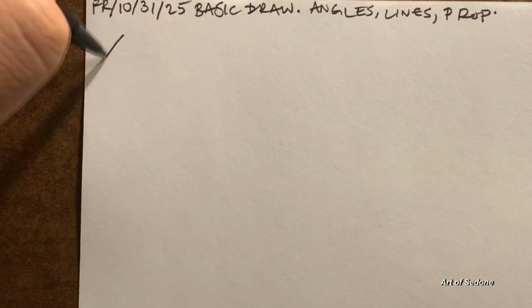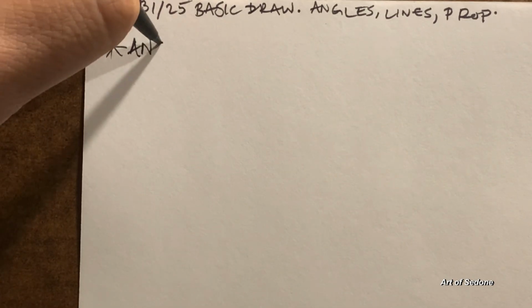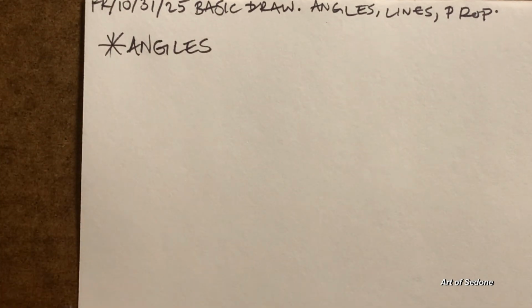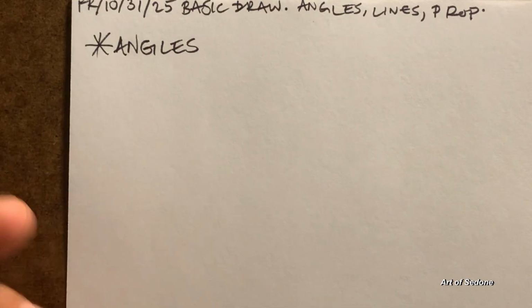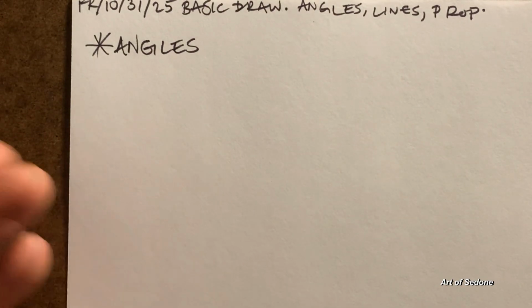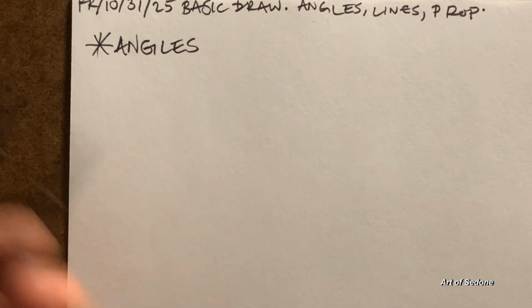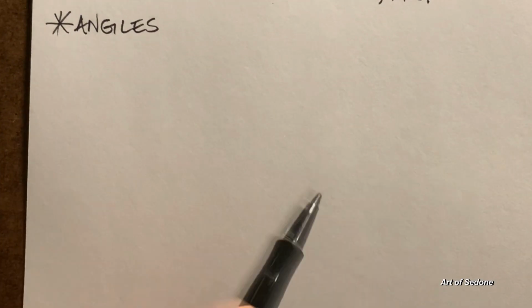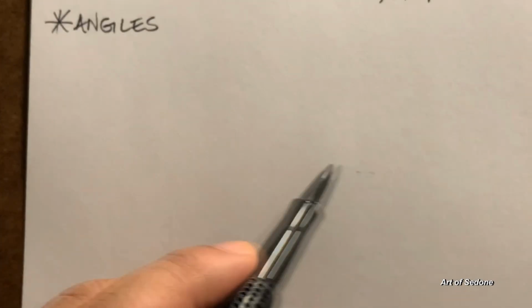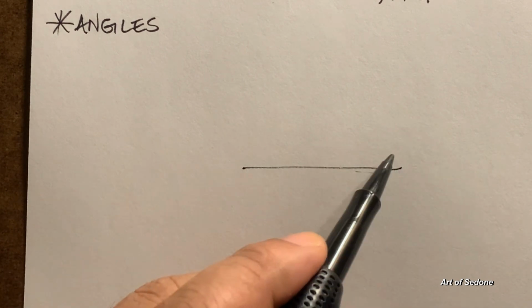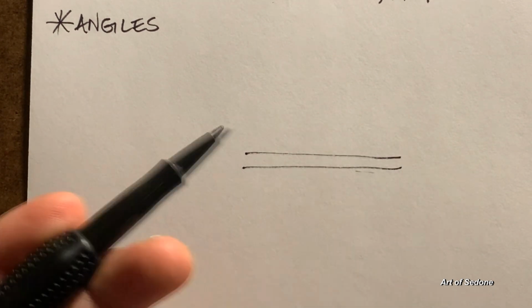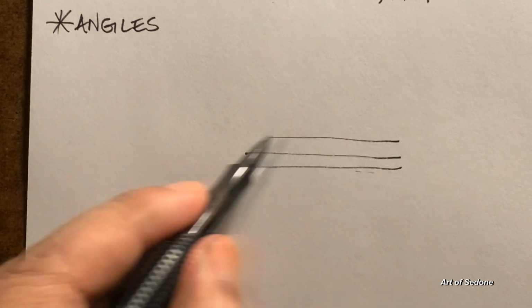So for example, angles. I thought about it because for the past several days I've been doing perspective, and a lot of it is just angles. And this will just be an intro. What I mean is, let's say you have these lines right here. We call that parallel.